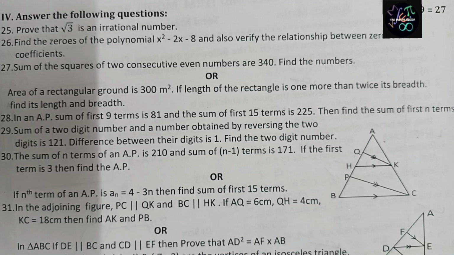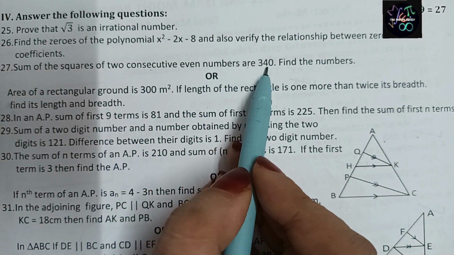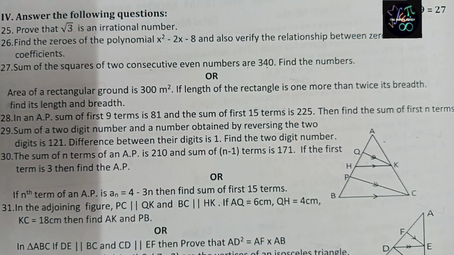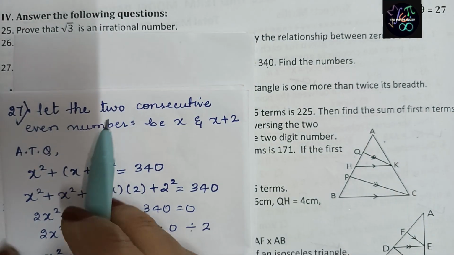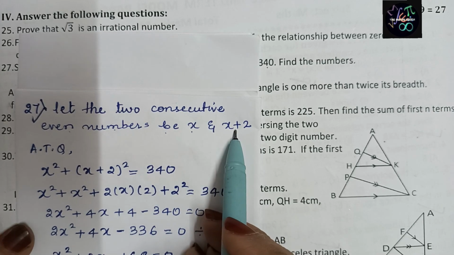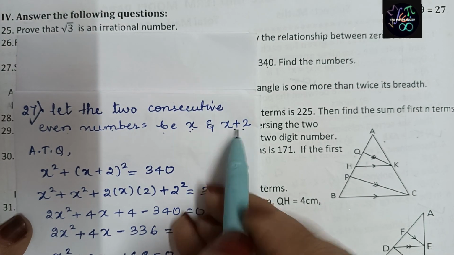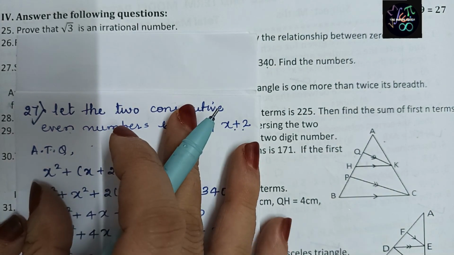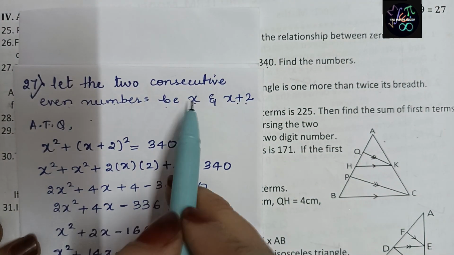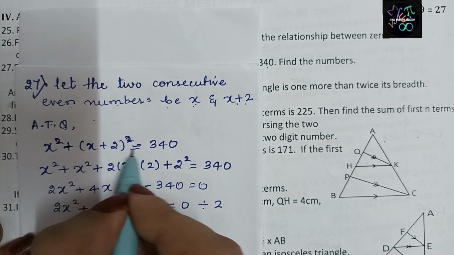Question number 27. The sum of squares of two consecutive even numbers is 340. Find the numbers. I have already solved it here. Let the two consecutive even numbers be x and x plus 2. It is mentioned that they are even, so I have written x and x plus 2. According to the question, the sum of their squares is 340.